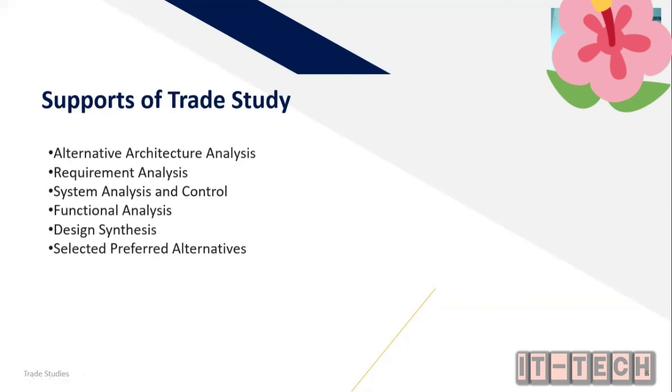Supports of trade study: alternative architecture analysis, requirement analysis, that depends on customer requirements and customer needs, system analysis and controls. System analysis and controls belong more to tools, that is cost, schedule, traceability, and so on. Functional analysis looks for functional activities and allocations. Design synthesis is based on the customer requirements and then implements the design selected, and lastly selects preferred alternatives.